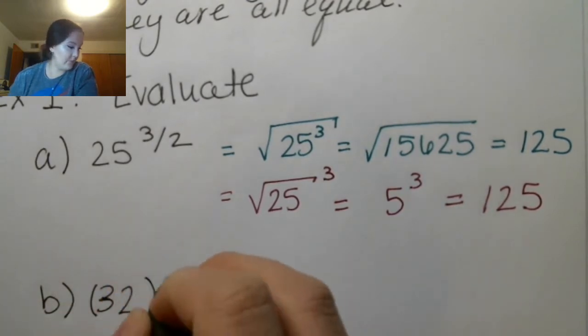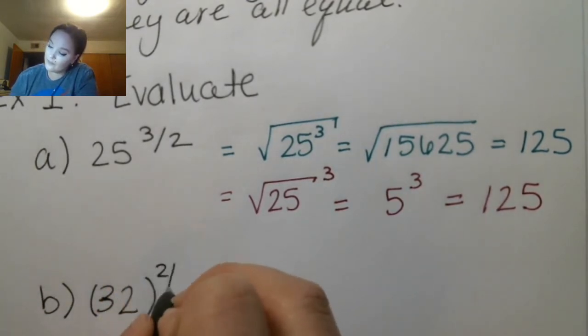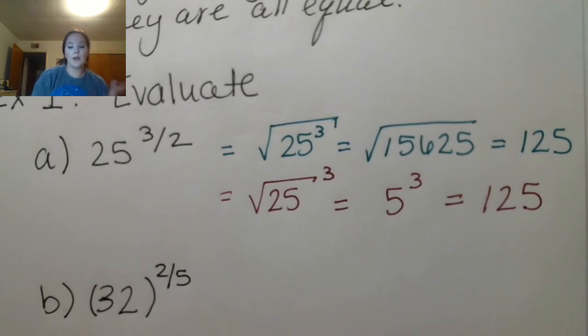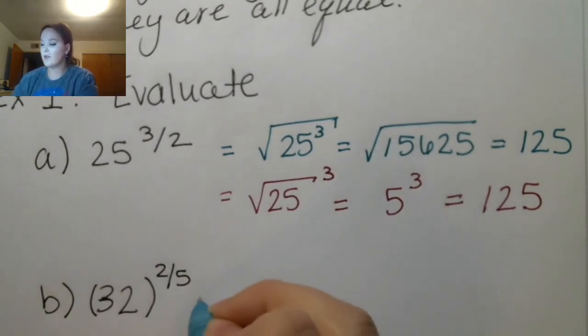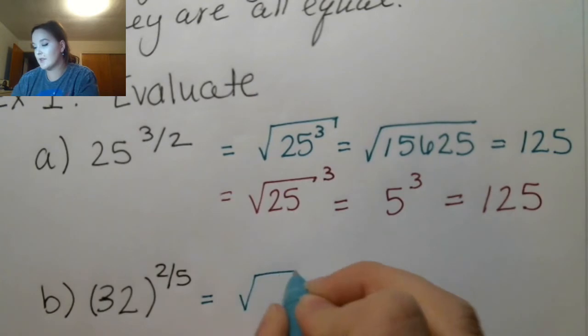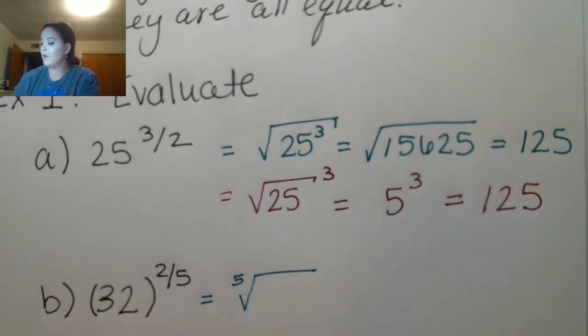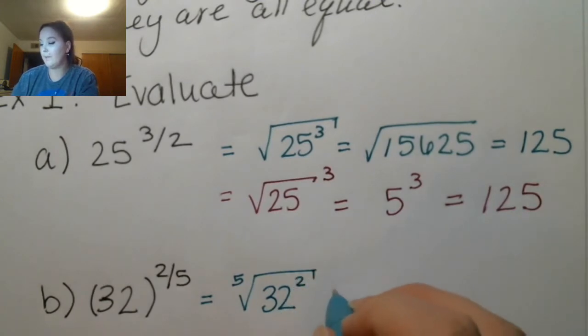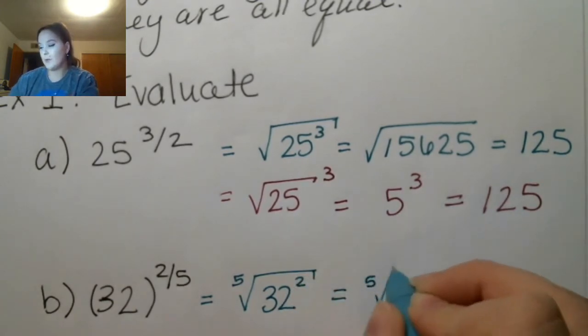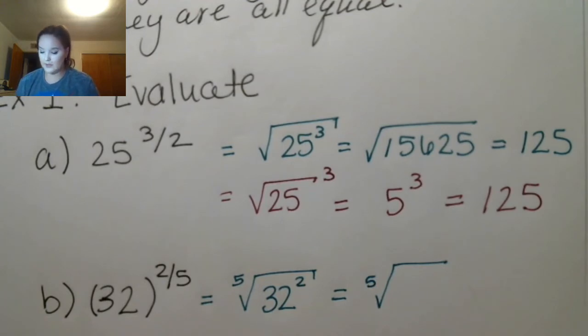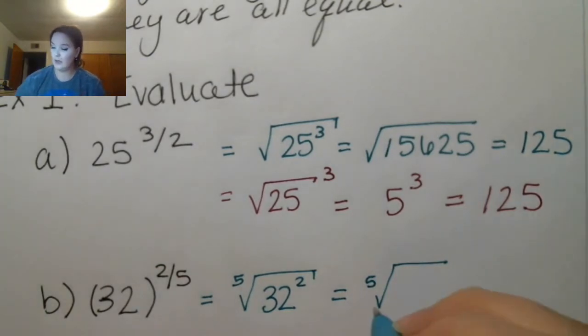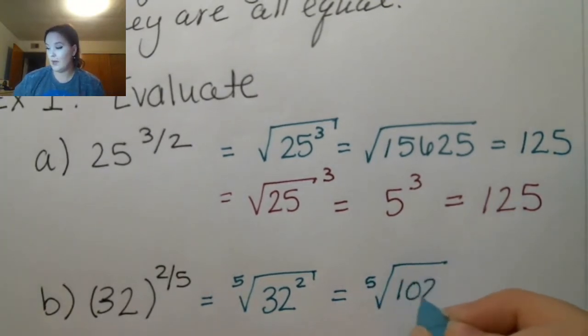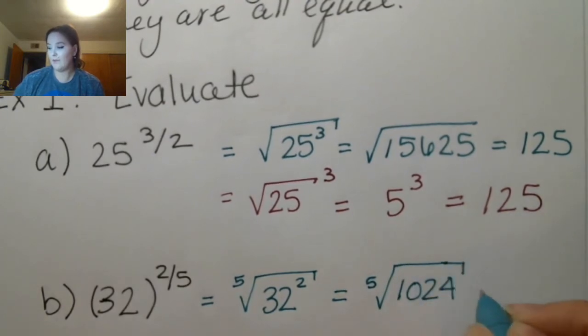So we're going to do this one two ways. The first way that we can see this is as the fifth root of 32 squared. Now, I don't know about you, but I don't know what 32 squared is, so I would have to use a calculator. I guess I could do this one by hand, write 32 times 32 and just do it out by hand. But I don't know it off the top of my head.